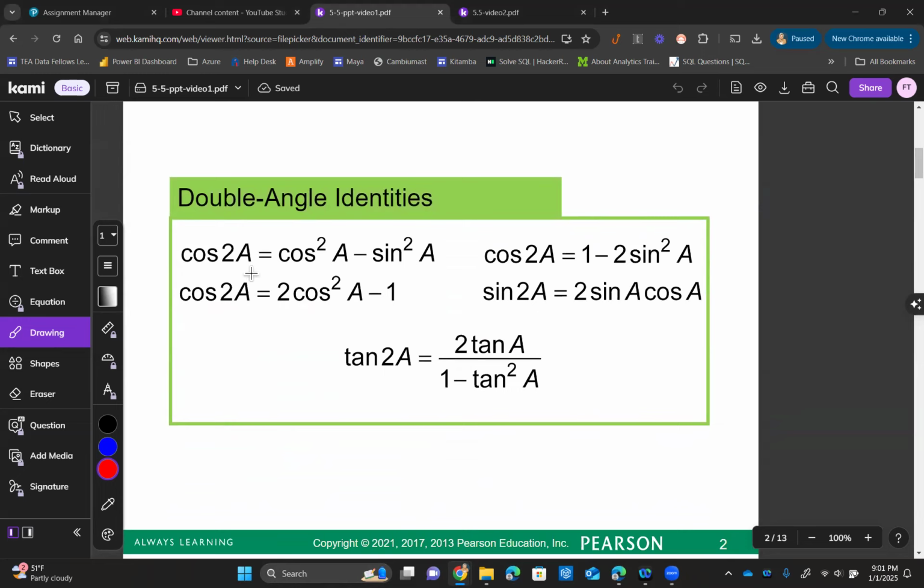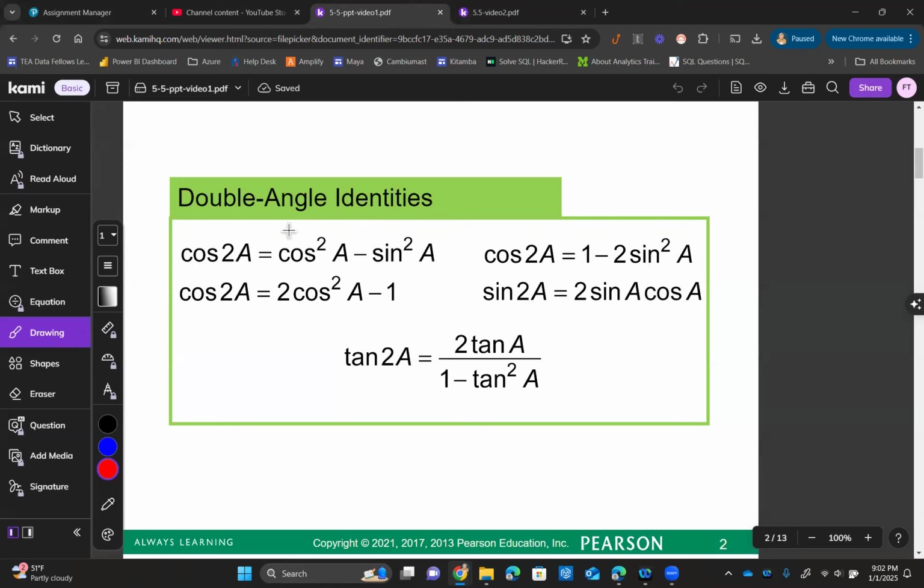So double angle means instead of finding cosine of angle A, if we need cosine of 2A, what are we going to do? So cosine of 2A can be calculated as cosine squared A minus sine squared A. This will be the main formula for cosine of angle 2A. And sine of 2A, this is also a very useful double angle formula, can always be calculated as 2 times sine of A times cosine of angle A. And tangent of 2A will be calculated using the formula 2 times tangent A all over 1 minus tangent squared of A.